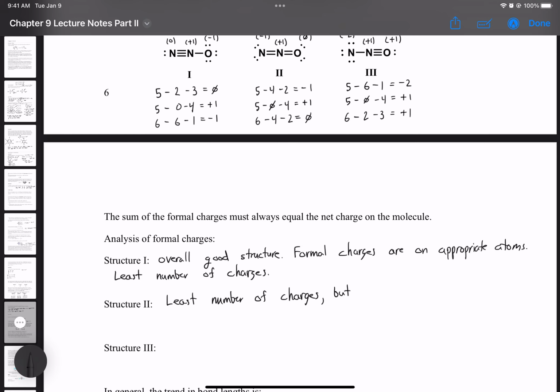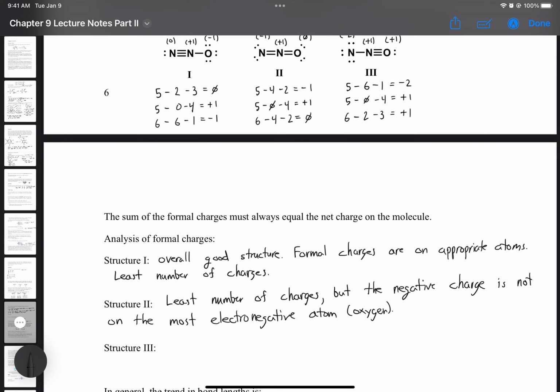But the negative charge is not on the most electronegative atom, which in this case is oxygen. All right.